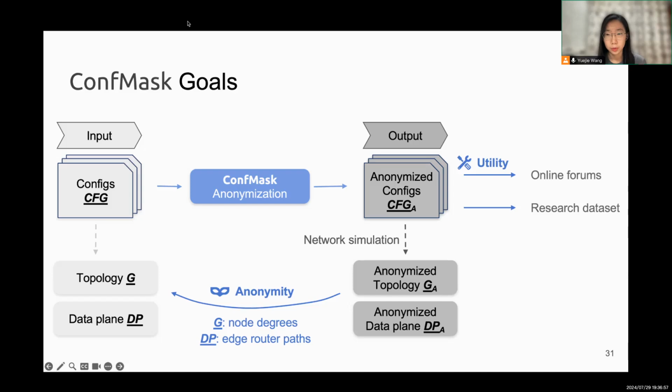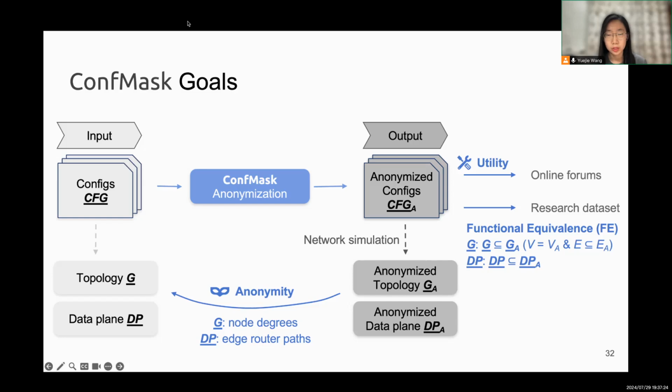And for the data plane, we anonymize the routes between each pair of edge routers, which are the routers directly connected with end hosts. For our utility goals, we require that the original topology must be a subgraph of the topology after anonymization. For the data plane, we require all host-to-host paths in the original data plane to exist in the anonymized data plane. We call these utility properties functional equivalence, denoted by FE.